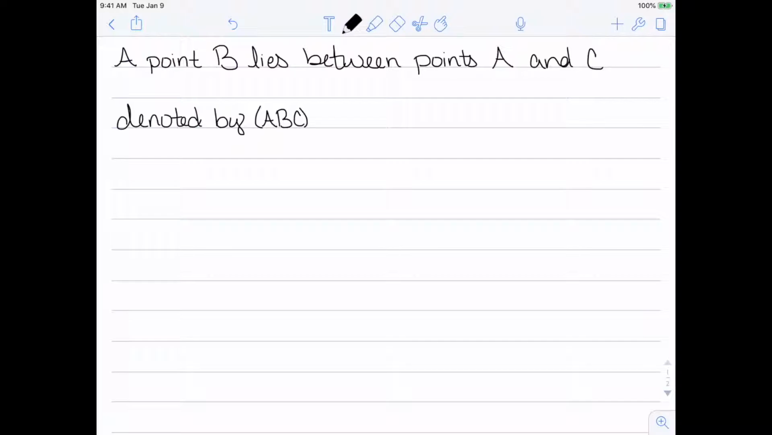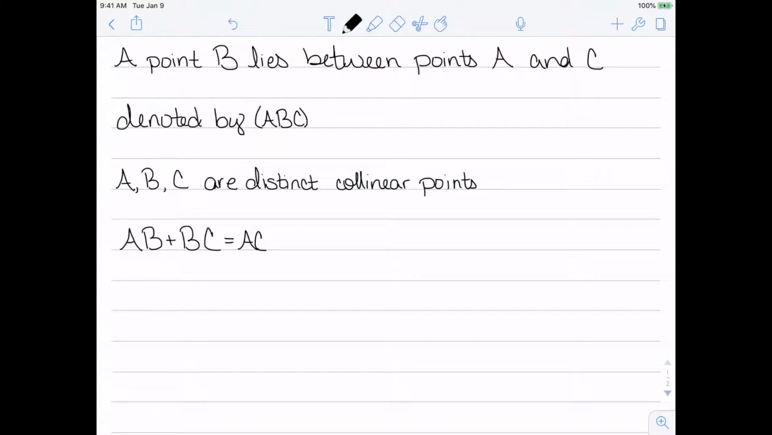In order for this to hold, we need two things to be true. We need our 3 points to be distinct collinear points, so they all have to be different points, and collinear, they all have to lie on a single line. And the other one, the distance from A to B plus the distance from B to C has to be equal to the distance from A to C. And this is how we say something is between.